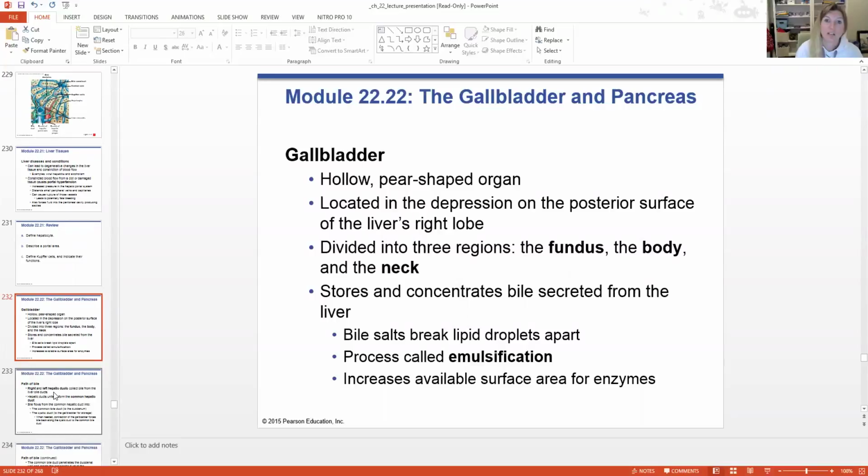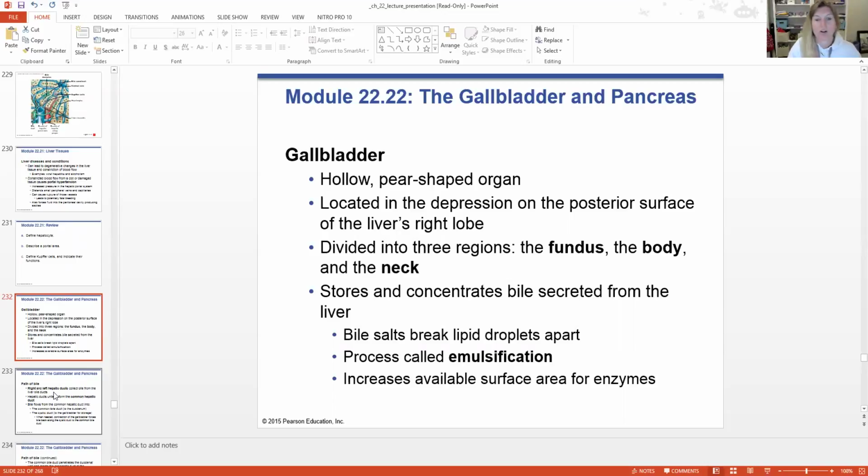It stores and concentrates the bile. The bile, of course, is secreted from the liver. It passes into the gallbladder through the cystic duct, and then out of the gallbladder through the cystic duct as well. The cystic duct's kind of like a two-lane highway.